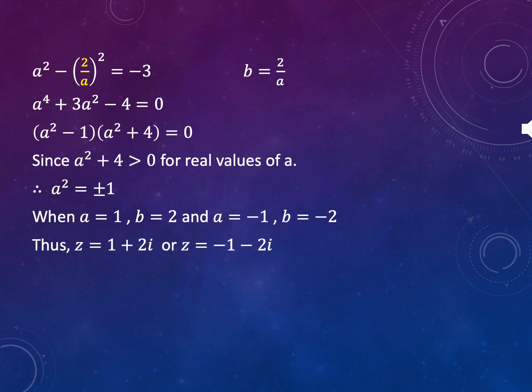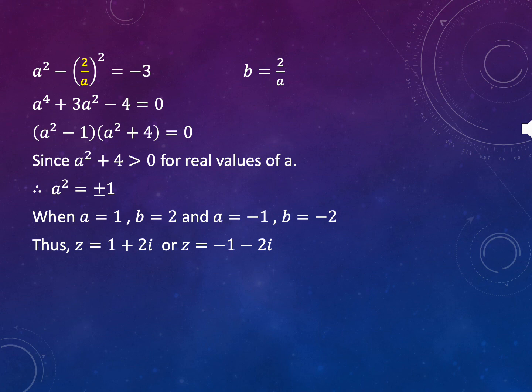So b equal to 2 over a. Substitute b equal to 2 over a into equation 1. So we have a squared minus bracket 2 over a squared equal to negative 3. Then we do the expansion, we get a to the power 4 plus 3a squared minus 4 equal to 0. So we do factorization, we have a squared minus 1 multiplied with a squared plus 4 equal to 0.